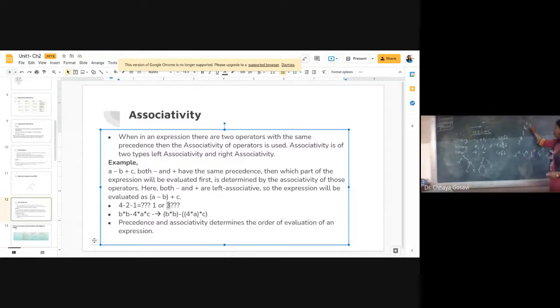So first we will solve 4 raised to 2, which is 16. Then 1 raised to 16 will be 1. 3 raised to 1 will be 3. And 2 raised to 3 will be 8. The answer of this expression should come 8.